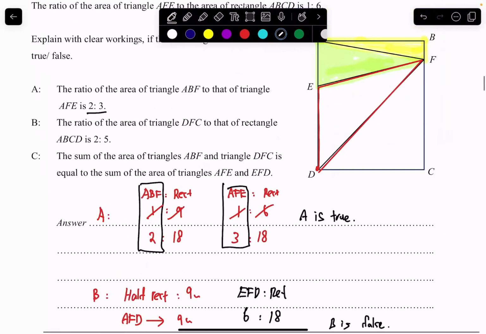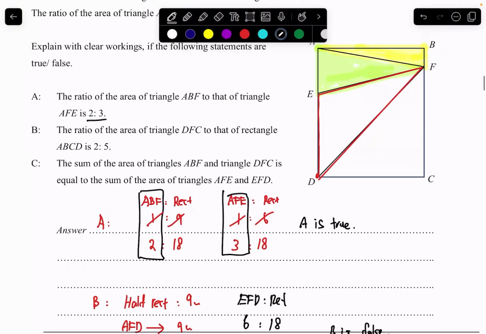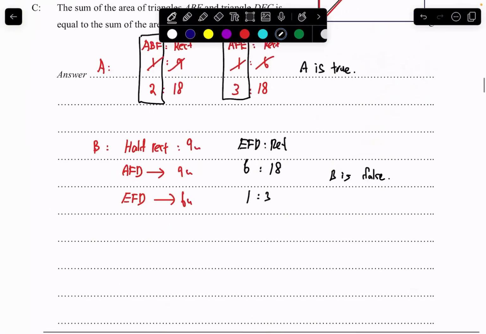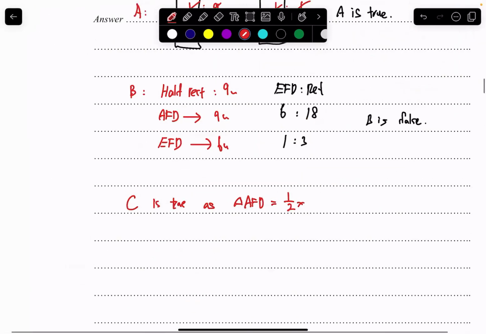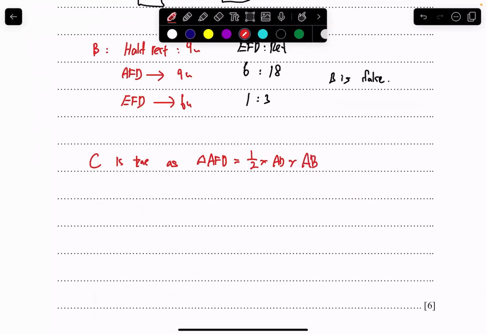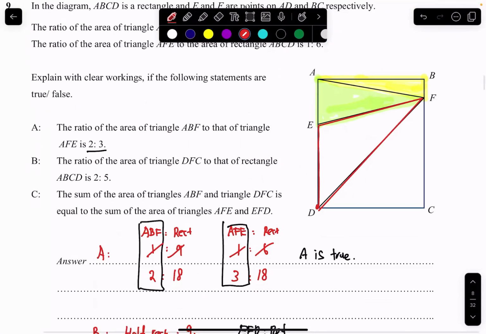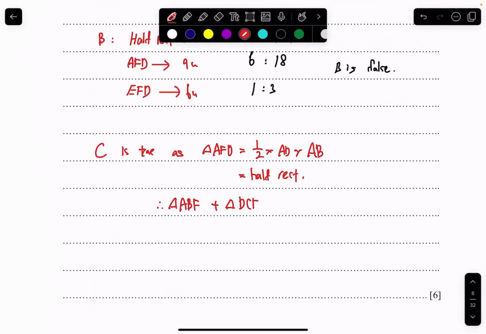The sum of ABF and DFC is equal to the sum of AFE and EFD. So statement 3, C, is true, because AFD is half the rectangle. Triangle AFD equals half times AD times AB, which is length and breadth, which equals half the rectangle. Therefore, triangle ABF plus triangle DCF must be the other half.